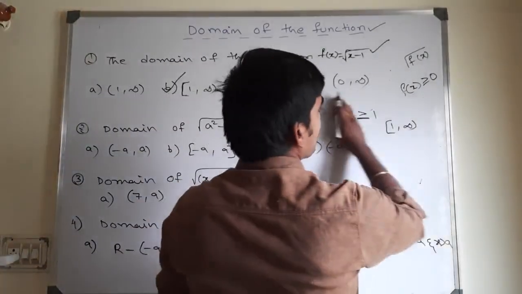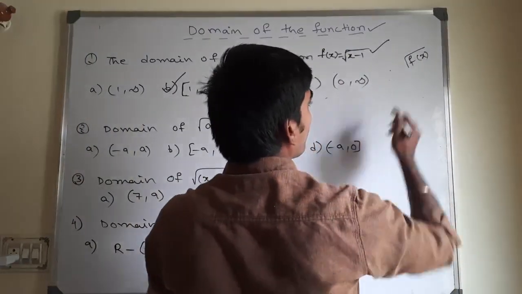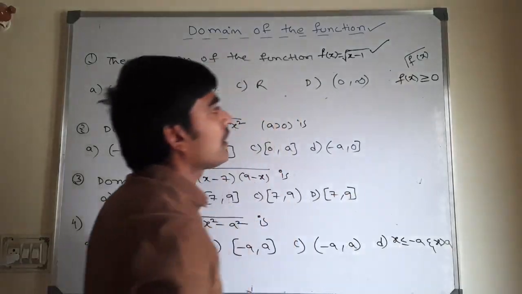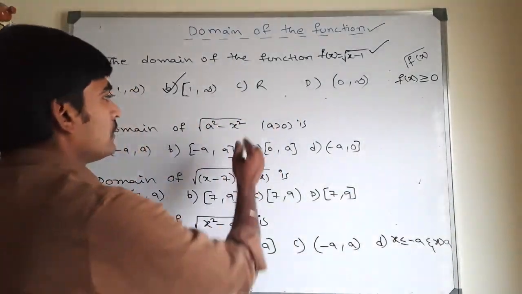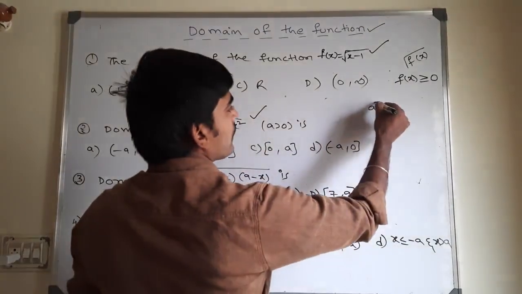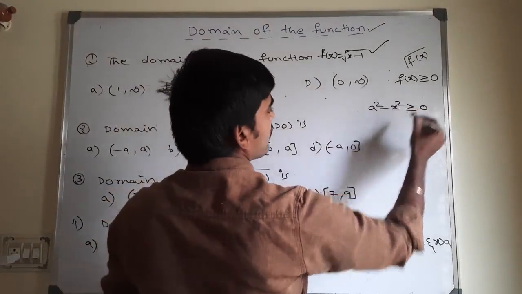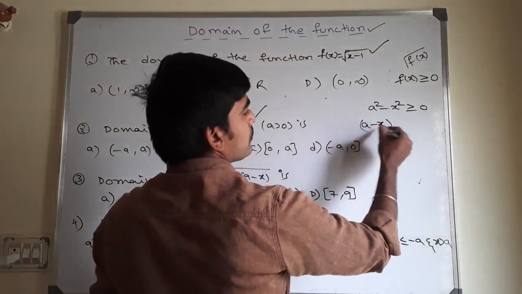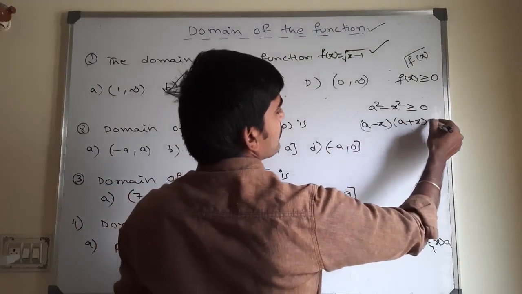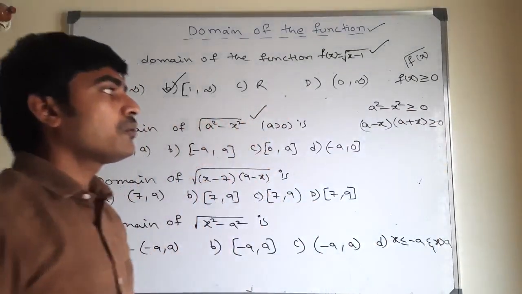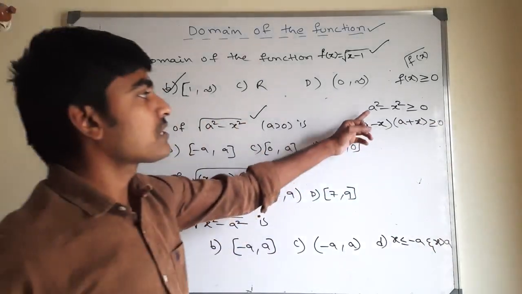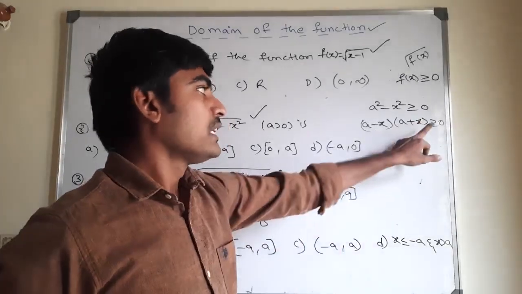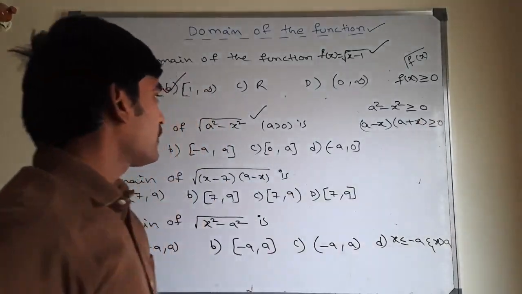Okay. Next. I am telling you all, if there is an under root of f of x, then the f of x value should always be greater than or equal to 0. This also: a square minus x square is greater than or equal to 0. So a minus x into a plus x is also greater than or equal to 0. I hope you all understood. It looks like a square minus b square, so a minus b into a plus b. If greater than is there, again we will get two intervals.